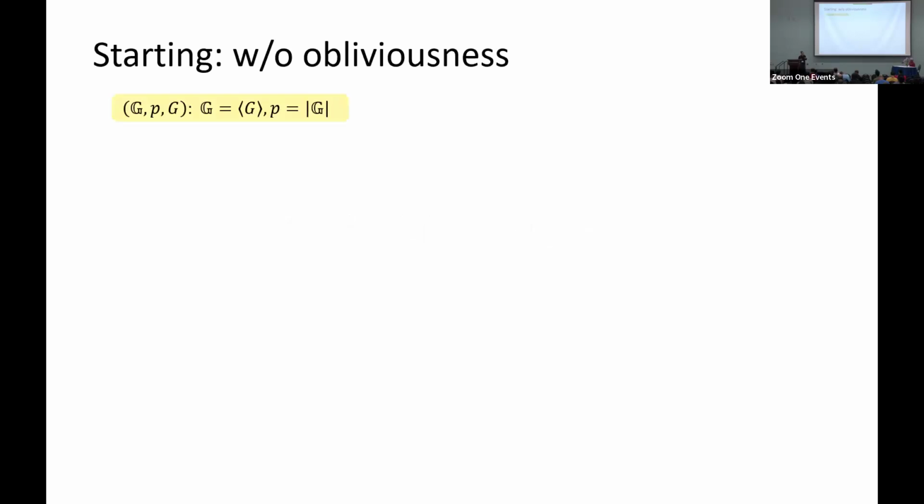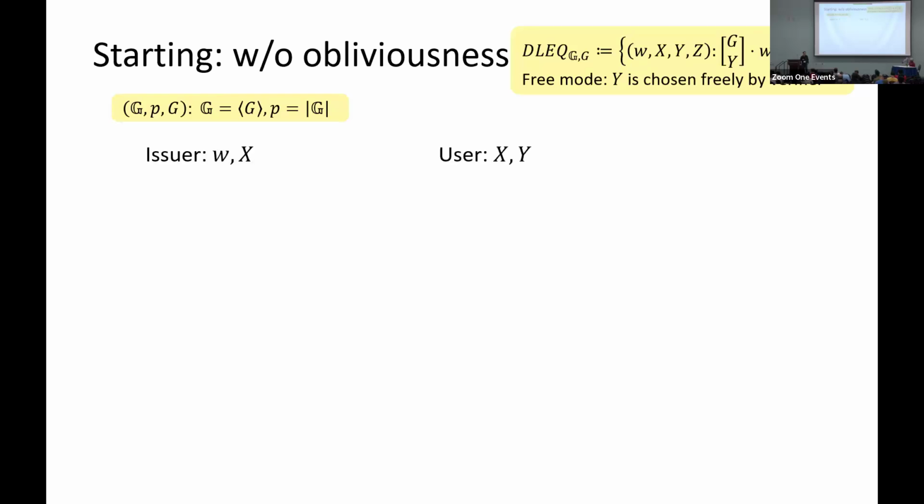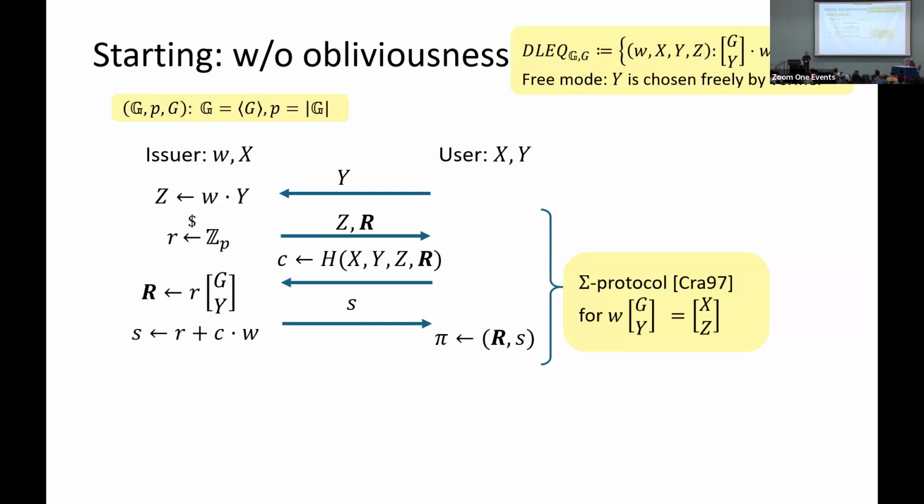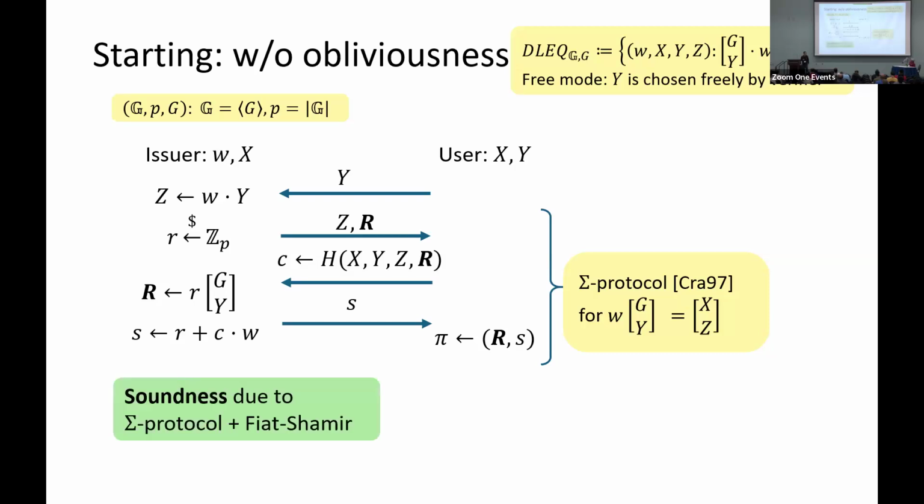So let's start with the scenario where we do not require obliviousness. For simplicity, let's consider the example of the DL-EQ relation, and we focus on this free mode. Without obliviousness, the user can simply send the Y to the issuer, and the issuer sends the correct Z back, and then they engage in the sigma protocol as shown for the DL-EQ relation. The soundness of the proof is due to the soundness of the sigma protocol plus the Shamir transform.